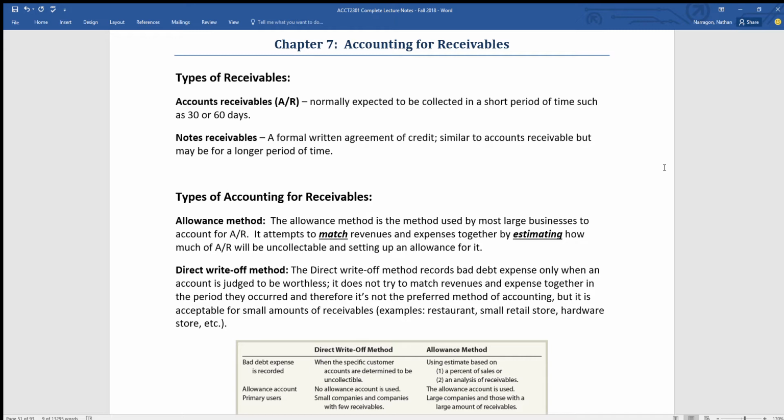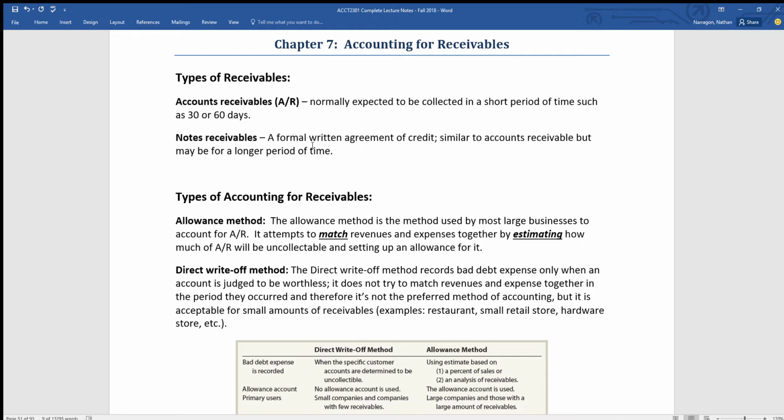Now, we also have notes receivable. These notes receivable are actually written agreements of credit. Okay? So this is going to be similar to what we've done in Chapter 4 when we're dealing with the buyer and seller, except this is more on the basis where we don't owe someone, they owe us.